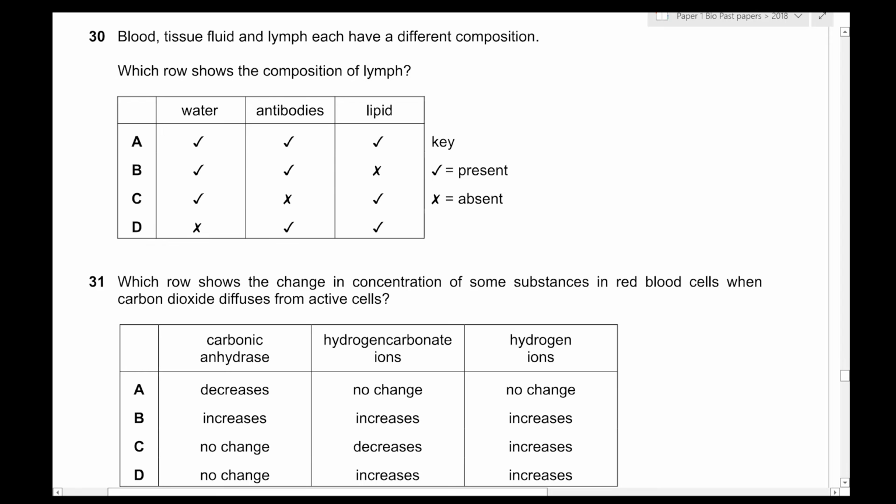Question number 30. Blood, tissue fluid, and lymph each have a different composition. Which row shows the composition of lymph? So lymph, this is a general rule you all must memorize. It's obviously made of water and it contains antibodies because it contains white blood cells. So this is correct. And lymph contains lipids because in the small intestine, lipids are absorbed through the lymph. Therefore, this is correct and the answer must be A.